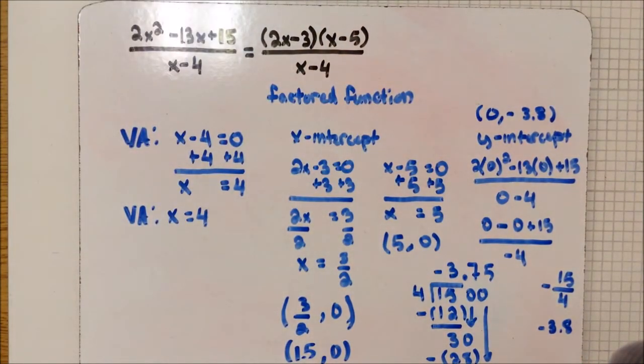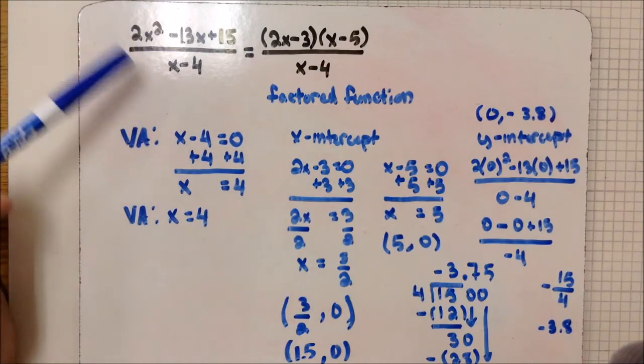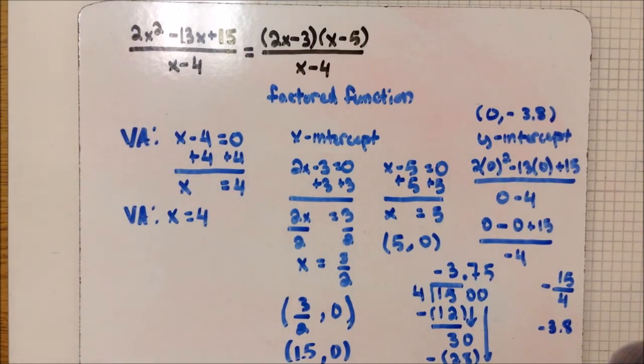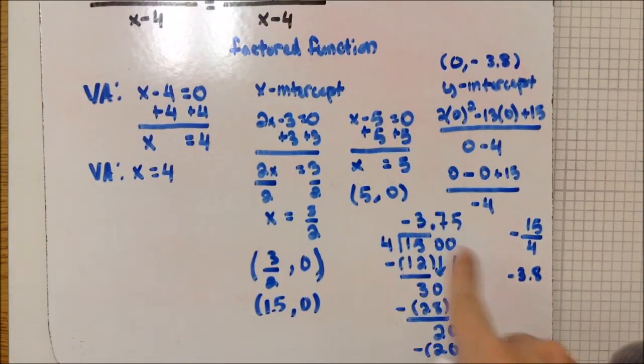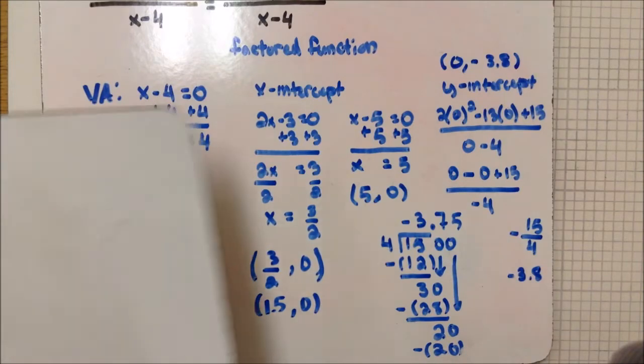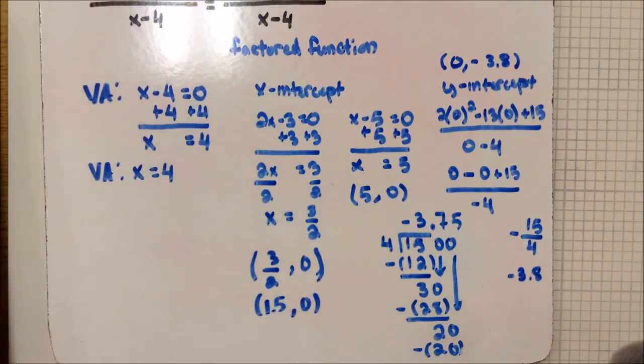So we got our x-intercepts, 2 of them. We got our y-intercept, and then we got our vertical asymptote. Alright, now we're going to do the slant asymptote. So we have to do long division. So again, here's the work that I did for converting negative 15 over 4 to be negative 3.8. Now we're going to do long division for our slant asymptote.